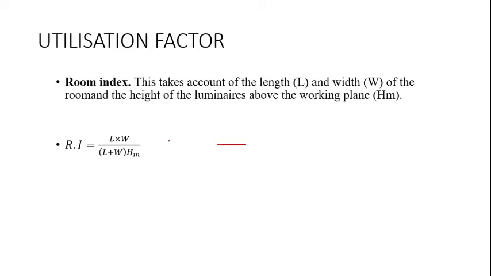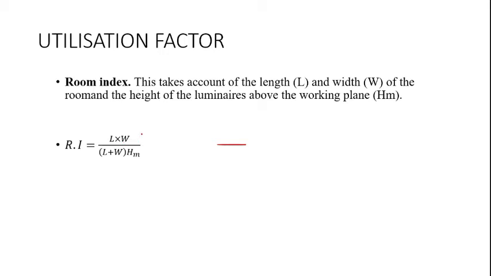Room index is a mathematical scale, or mathematical model, that will tell you the length and width of a room, and also the mounting height. The room index is given by L into W divided by L plus W into HM, where L and W are the length and width of the room respectively, and HM is the mounting height.